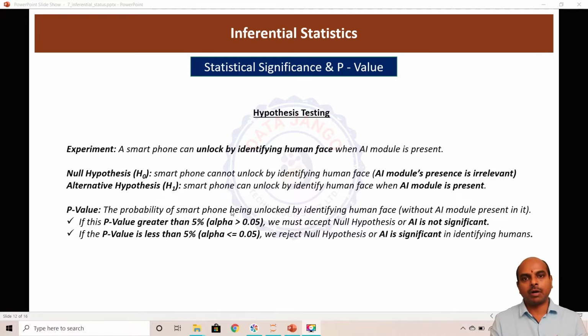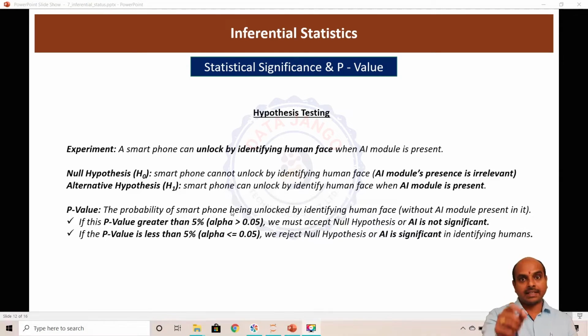So to do this experiment, what we need to do is we need to take a phone without AI module and try to show it to its owner, or we need to take 100 phones without AI module and try to show their owner's face to the phone. If out of 100 phones, 5 or more are opening up or unlocking the phone screen, then there is no significance of AI module. Right? The probability here is out of 100, 6 phones. That means 0.6 is the probability.